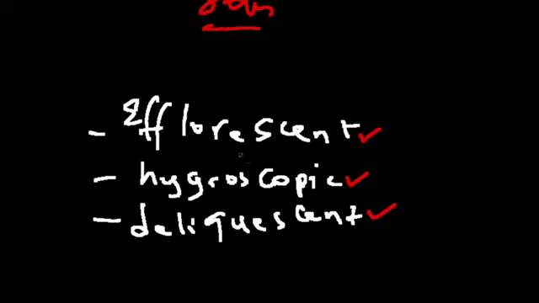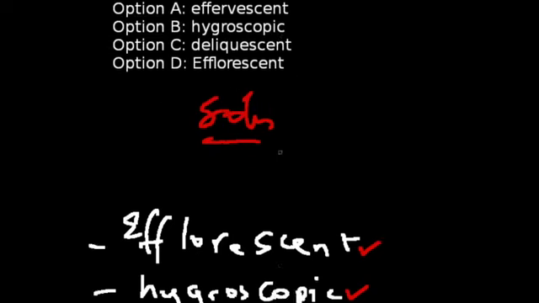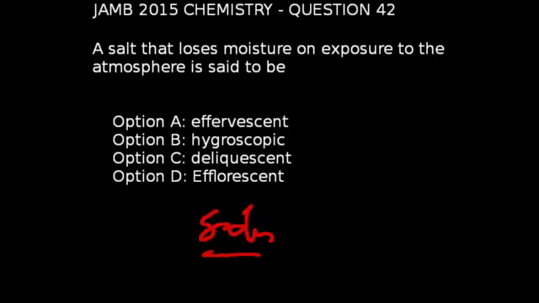Efflorescent salts lose water on exposure to air. Hygroscopic salts absorb water but do not form a solution, while deliquescent salts absorb water and form a solution in that water. So when we look at these definitions I just gave, and we go back to our options in the question, we simply have option D as our correct answer.